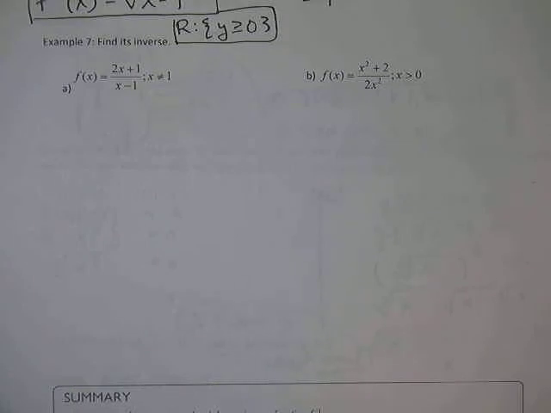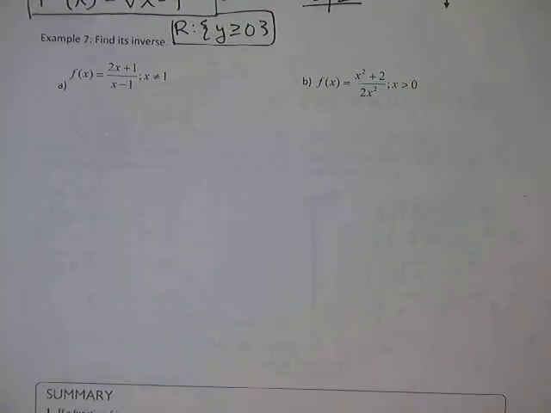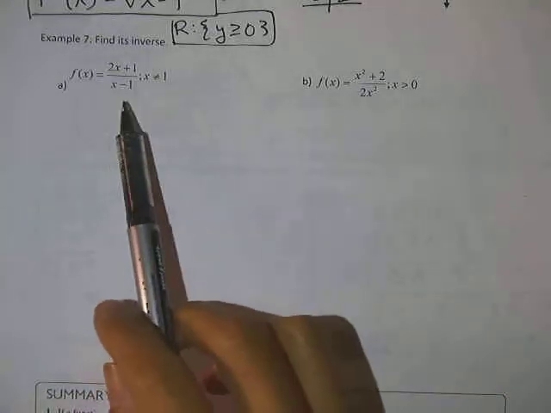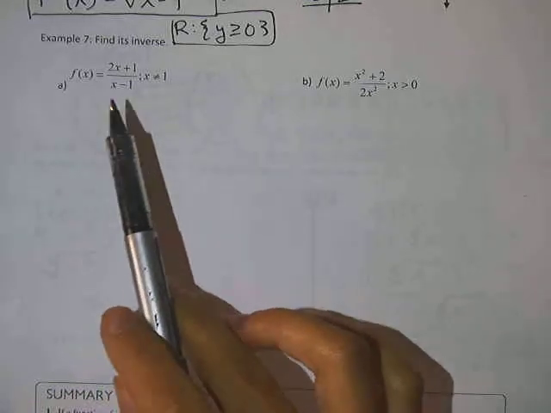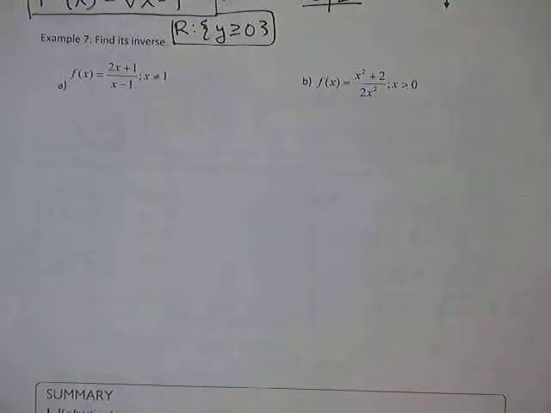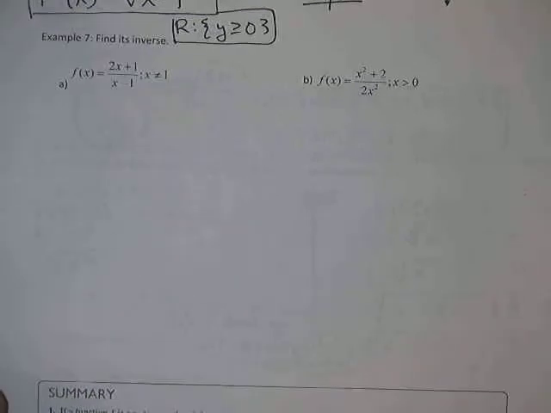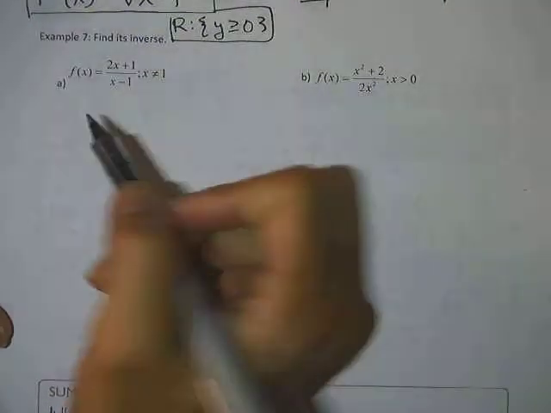So example 7 just says find its inverse. Excuse me, I have a sore throat. The reason I'm not asking you to graph this one out is because graphing a rational function and its inverse is going to be really messy. So that's why I don't need you to graph it out. Here we go. Find its inverse.